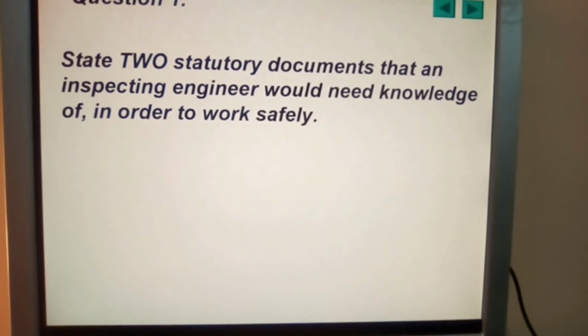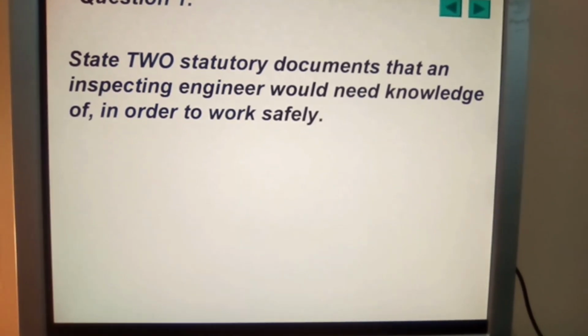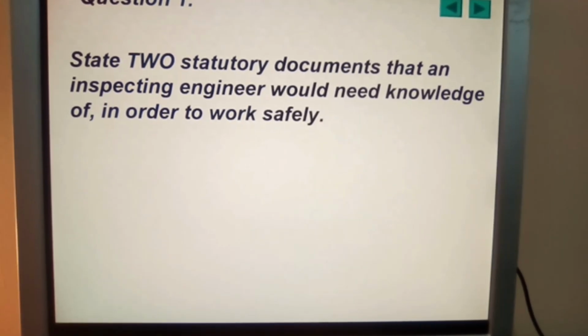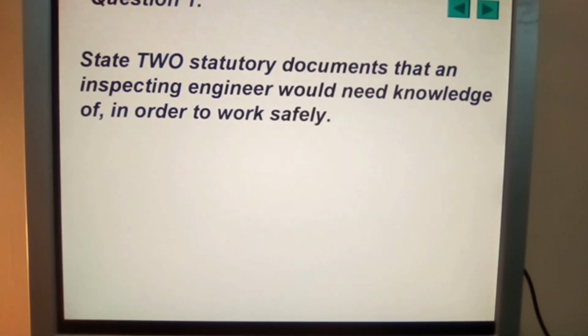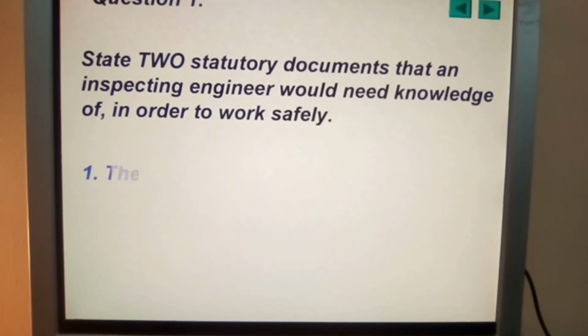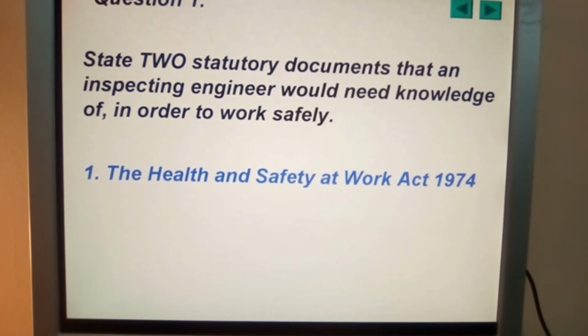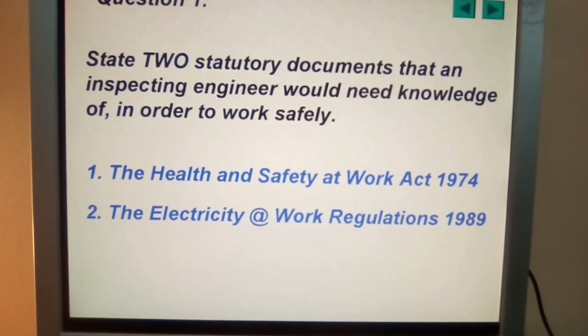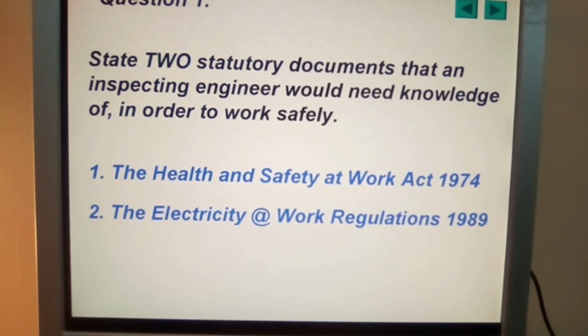Question 1. State two statutory documents that an inspecting engineer would need knowledge of in order to work safely. The Health and Safety at Work Act 1974, Electricity at Work Regulations 1989.